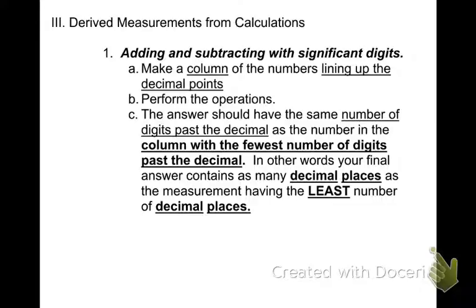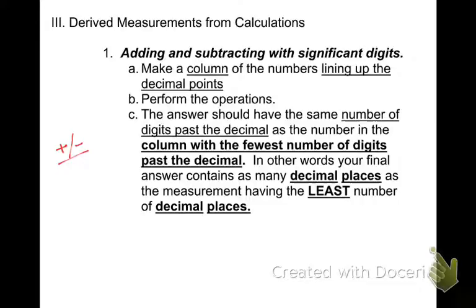So adding and subtracting with significant digits, it's pretty simple. The first thing you want to do is take all the numbers that you have and put them into a column. Line up the decimal points, just like you would for simply adding numbers with decimals. Perform the operations according to order of operations. As you know, adding and subtracting are interchangeable. And then the answer should have the same number of digits past the decimal as the column with the fewest number of digits past the decimal. In other words, your answer must contain as many decimal places as the measurement having the least number of decimal places.